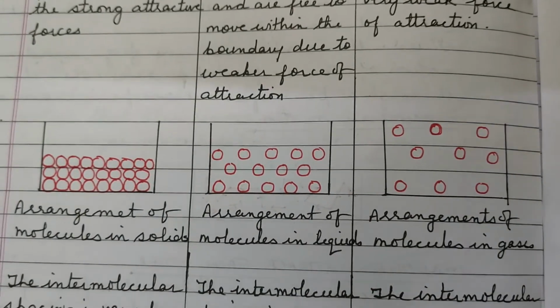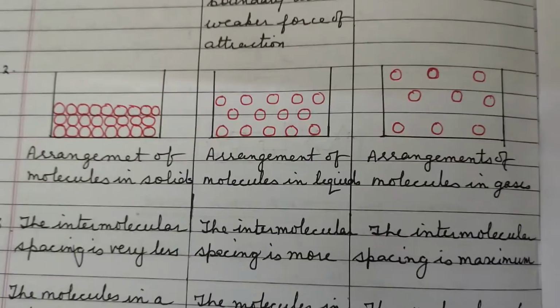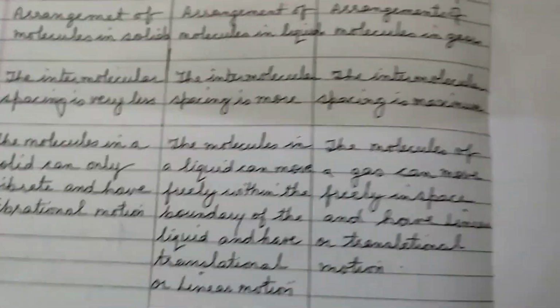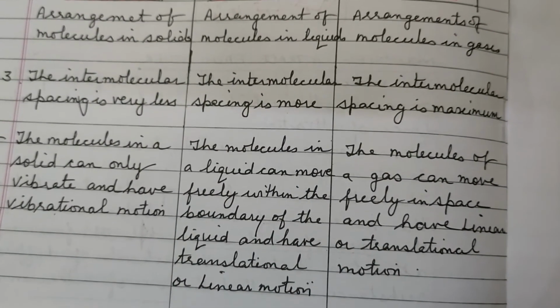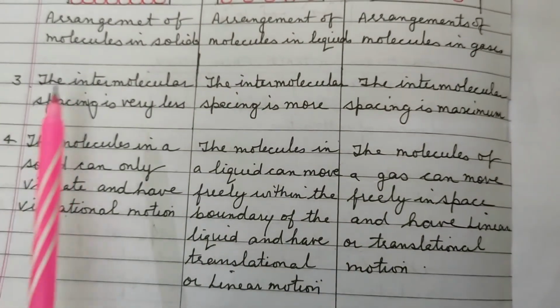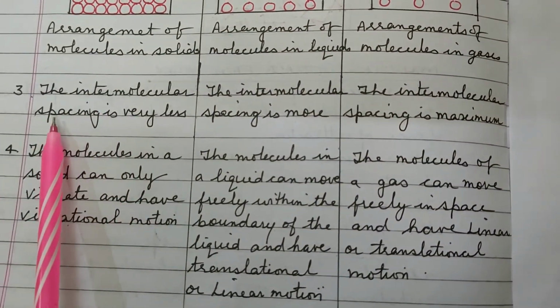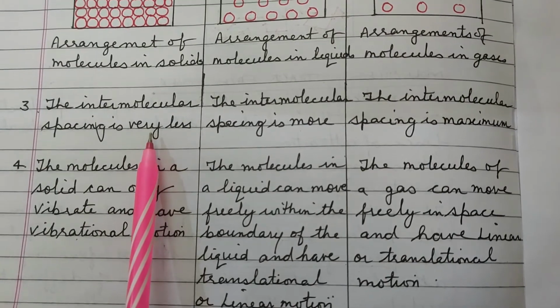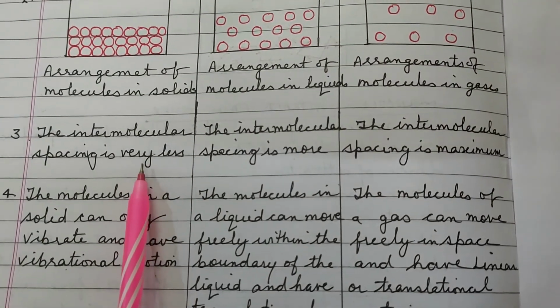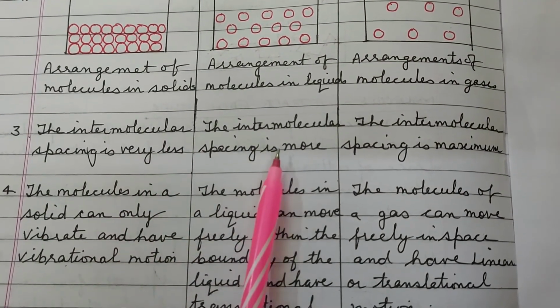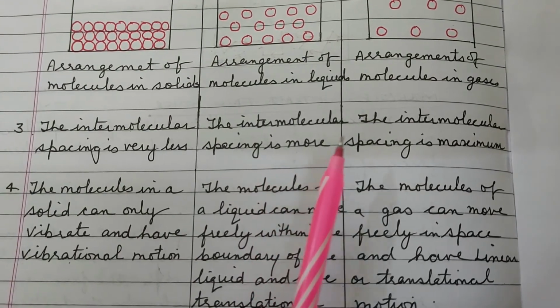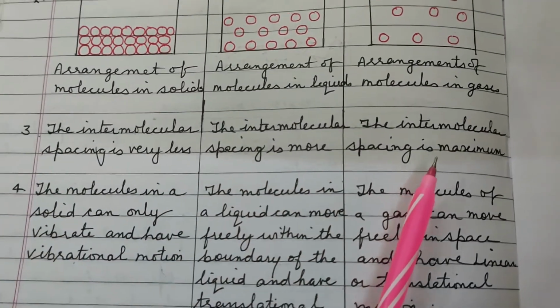Now, if you're asked to differentiate between solid, liquid and gases on the basis of intermolecular spacing, then we can say the intermolecular spacing is very, very less in case of solids. It is more in case of liquids and it is maximum in case of gases.